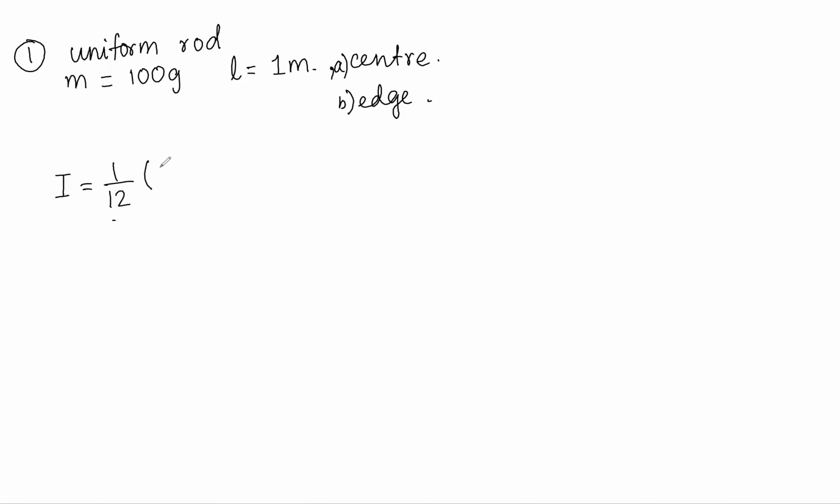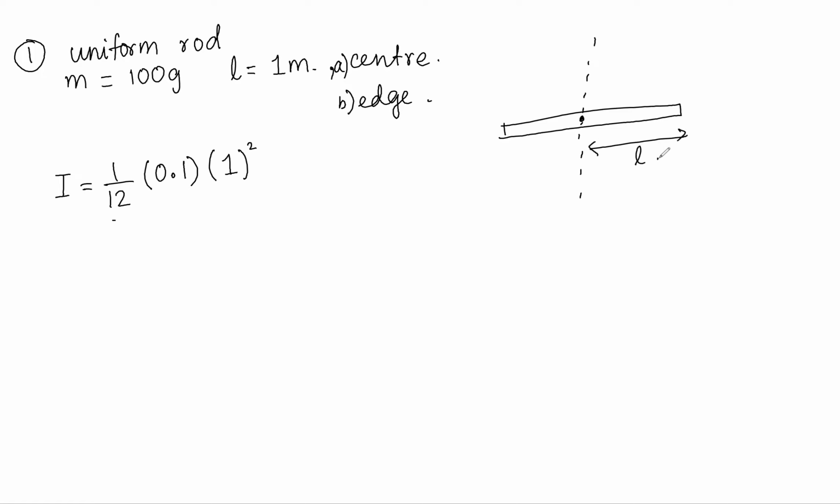The value of mass will be 100 grams, which is 0.1 kgs, multiplied by L square, so L is equal to 1 meter. Okay. Sometimes the mistake people make is they'll take the center of the rod like this and then decide that this is L. No, that is not L. L is the total length of the rod, the full length from here to there. So 1 by 12 ml square, that's the moment of inertia of the rod.